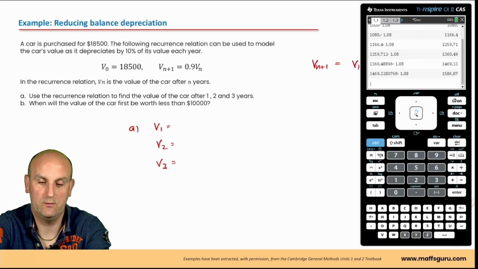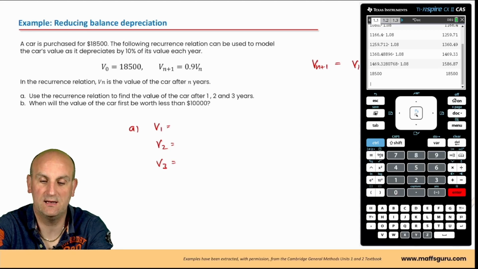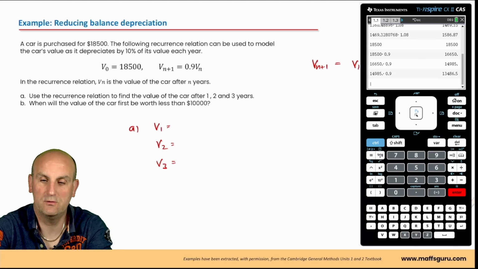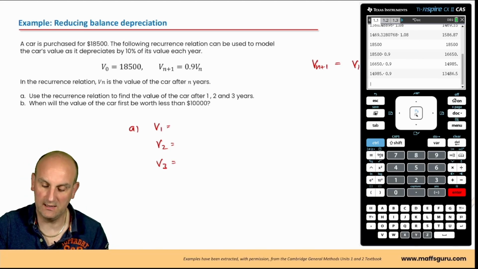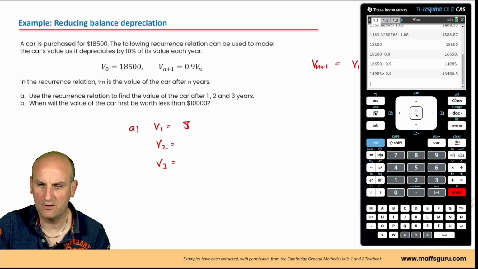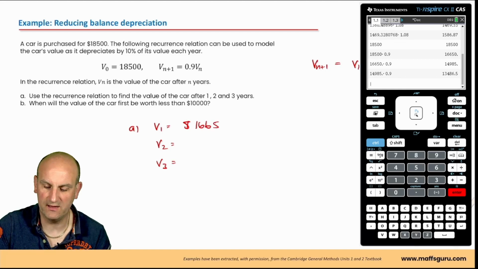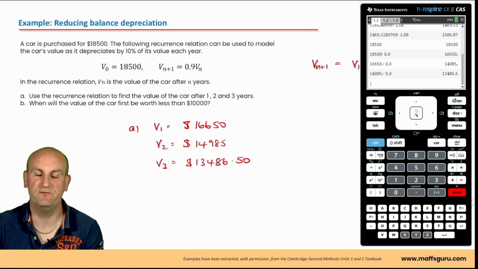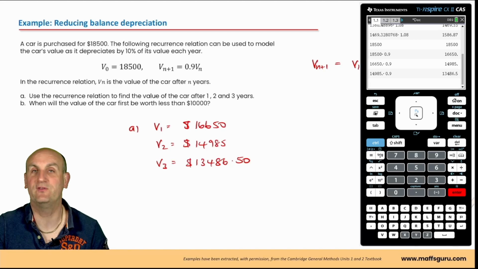So what I'm going to do here is put 18500 into my calculator, and I'm going to do answer times 0.9, 1, 2, 3. And there we go. We're dealing with money again. So dollar, I got 16650, and dollar 14985, dollar 13486.50. Yeah, not just 0.5, because we don't do that in maths. It's 2 decimal places for money.